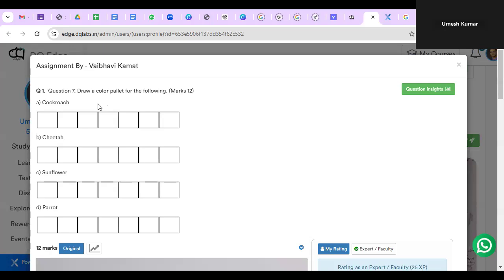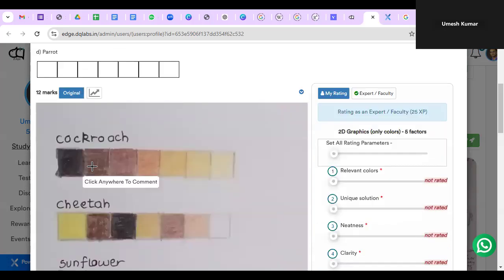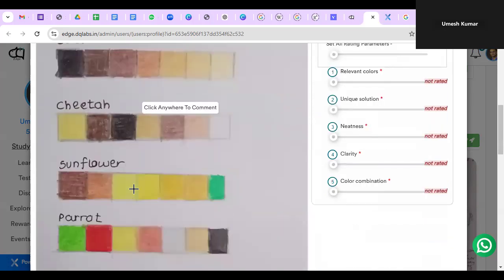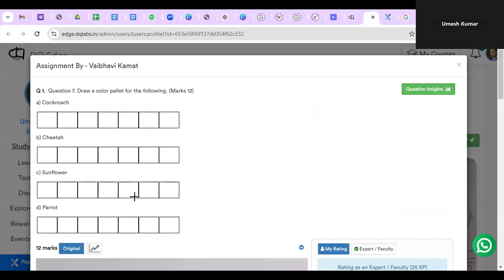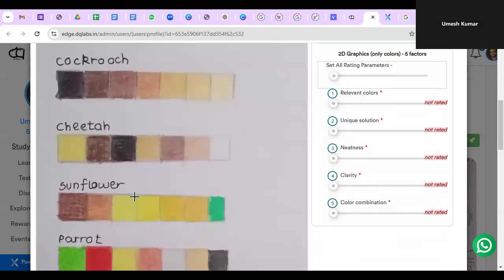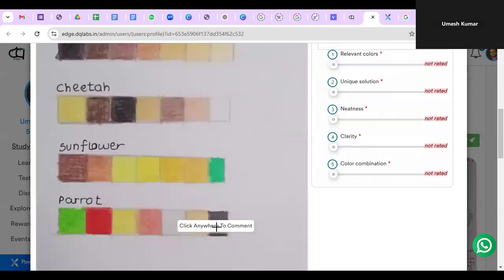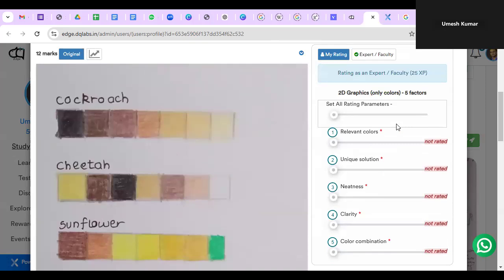Question 7. Draw a color palette of the following. Cockroach, cheetah, sunflower, parrot. Cockroach, cheetah. Okay. Sunflower, parrot. Color palette. Yeah, these are pretty decent.